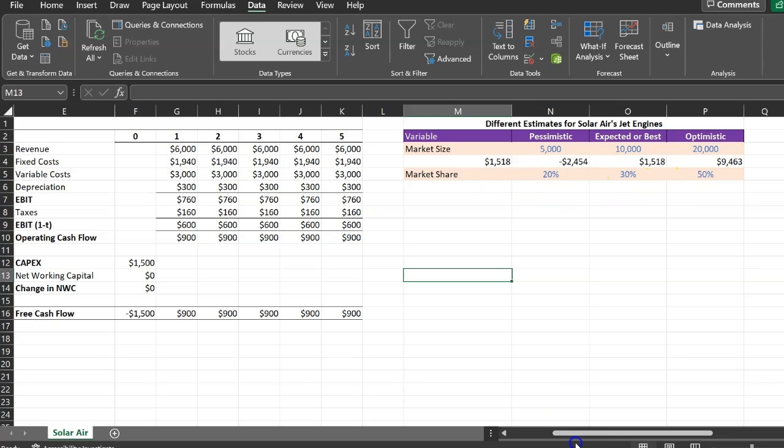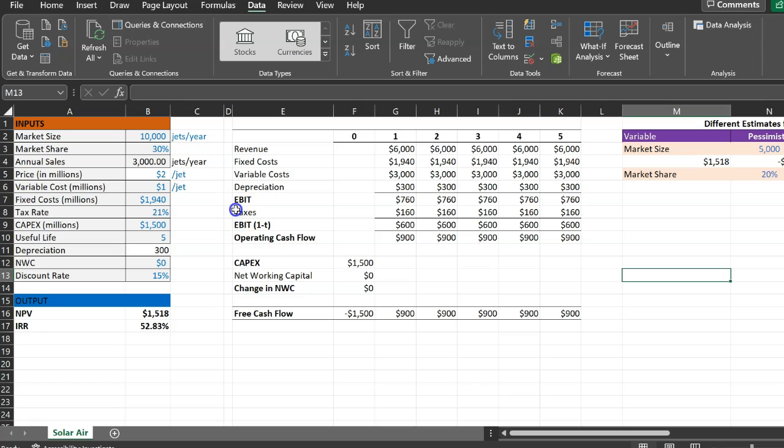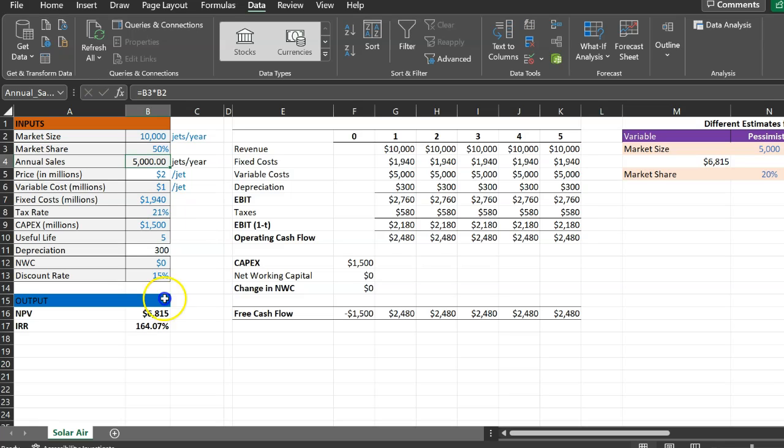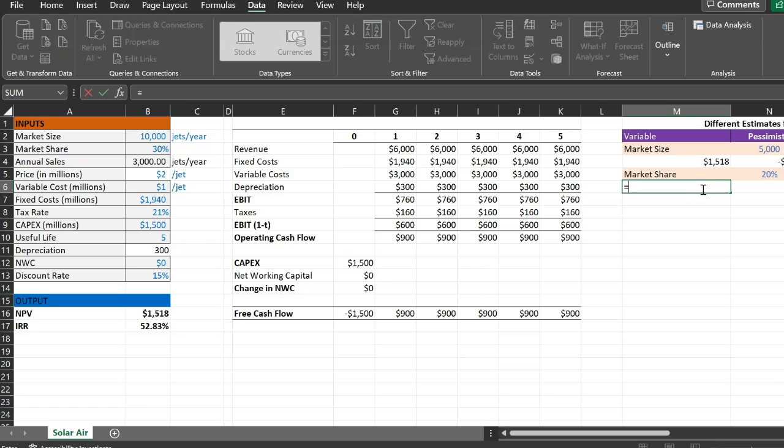Granted, all you need to do here is essentially change this number to 20% and see how this output changes right here. You can also do 50% and see what the output change will be. That's all fine, but a much easier way of doing this is to do the exact same thing that I did earlier. I'm saying equal to the NPV formula right here, so I'm essentially copying the NPV formula over here.